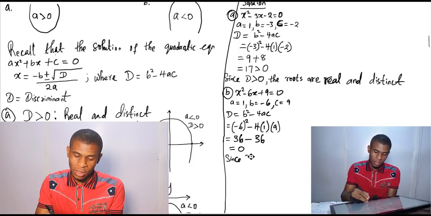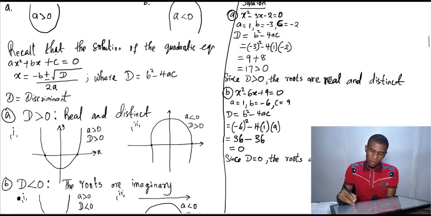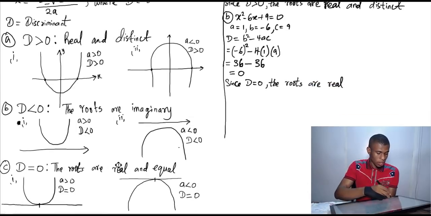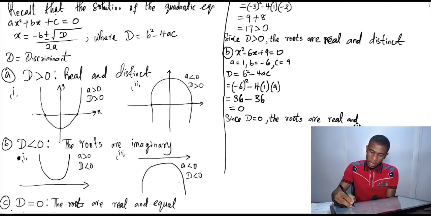What is your conclusion? Since D is equal to 0, the roots are real, look at it, real and equal.